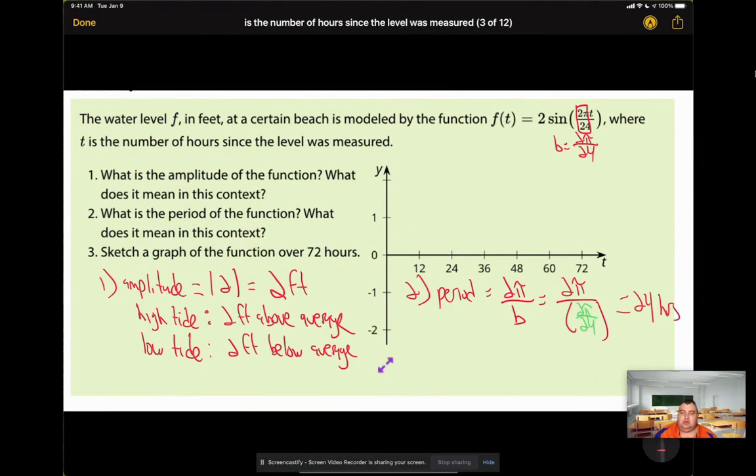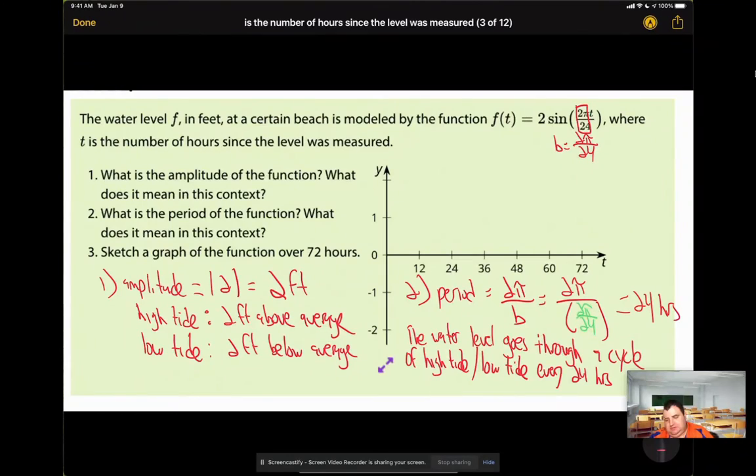So that means it goes through a cycle of high tide and low tide every 24 hours. So the water level goes through a cycle of high tide and low tide every 24 hours. So every day it goes through a cycle. Okay.